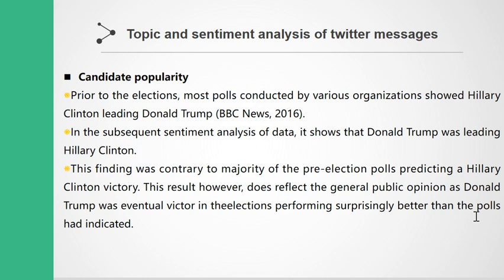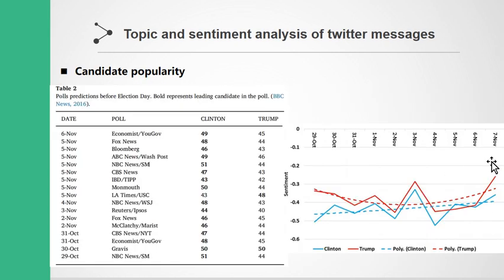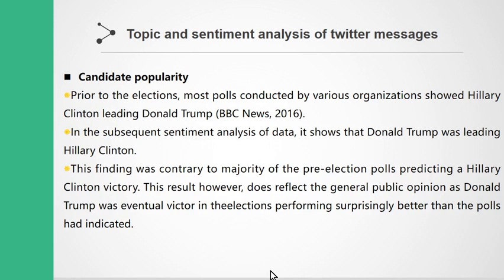Second conclusion, the subsequent sentiment analysis of data shows that Donald Trump was leading Hillary Clinton. In the picture here, the red line represents Trump, and the blue line represents Clinton. It is an overview that Trump is leading. This was contrary to the majority of the pre-election polls predicting a Hillary Clinton victory. This result does reflect the general public opinion of Donald Trump's eventual victory in the election, performing surprisingly better than the polls had indicated.